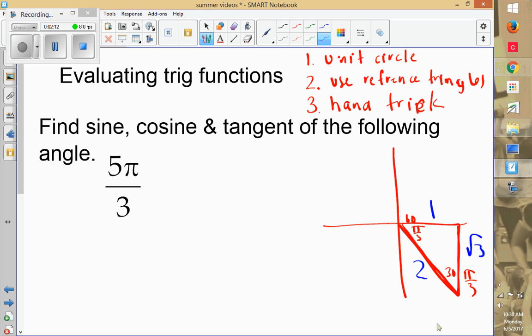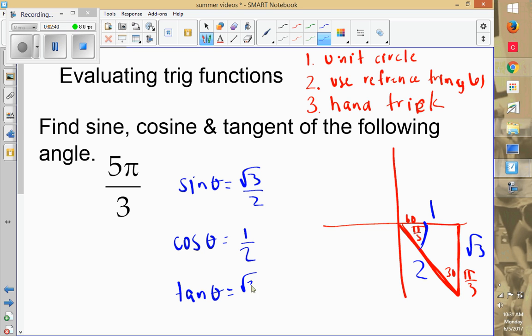So if I draw that reference triangle, I can find the sine, cosine, and tangent of anything because I'm going to just use my SOHCAHTOA rules from geometry. So the sine of the angle, the angle is here, so the sine is going to be opposite over hypotenuse, so square root of 3 over 2. Cosine of the angle is adjacent over hypotenuse, so 1 over 2, and therefore tangent is going to be opposite over adjacent, so square root of 3 over 1.